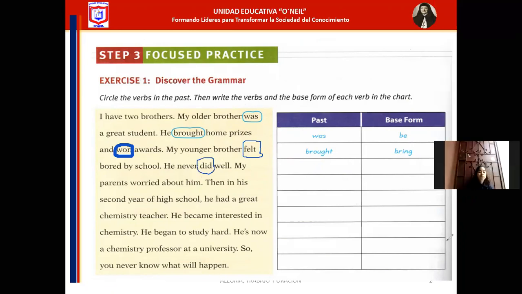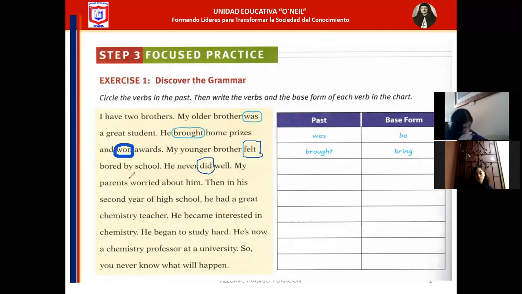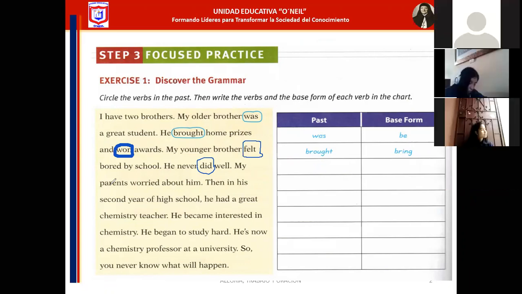The next, Alison Villasís, my parents worried about him. Allison. Dígame, miss. Okay, in this part of the paragraph, my parents worried about him. There is, or is there a verb? Yes or no? This means worried. Okay, thank you.